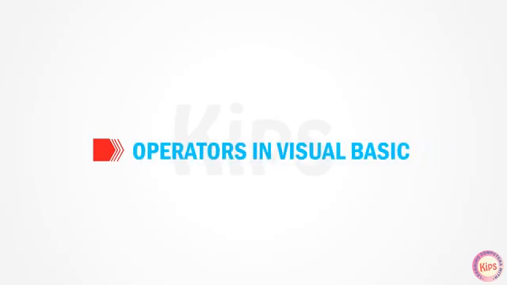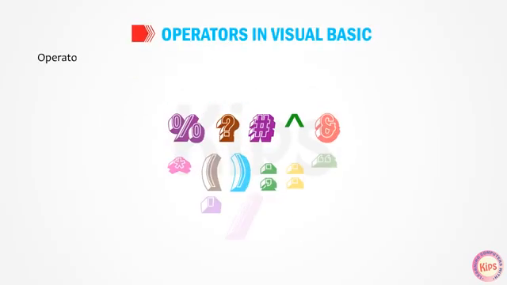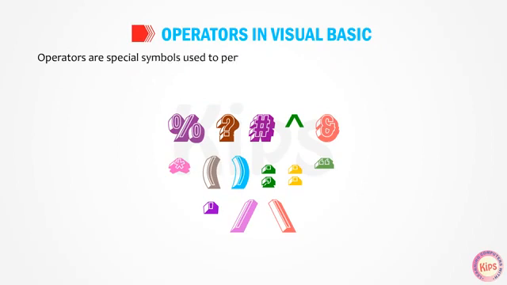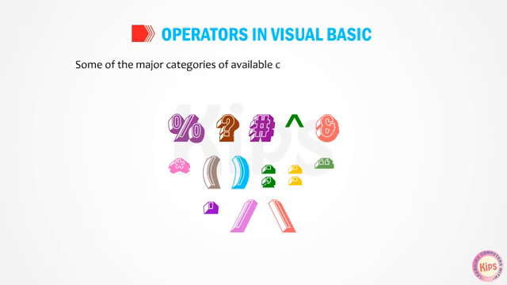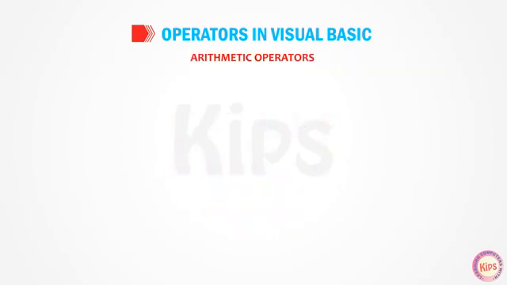Let us discuss operators in Visual Basic. Operators are special symbols used to perform calculations, make comparisons and check logical conditions in a program. Some of the major categories of available operators in VB are given below. Arithmetic operators. These operators are used for arithmetic operations.